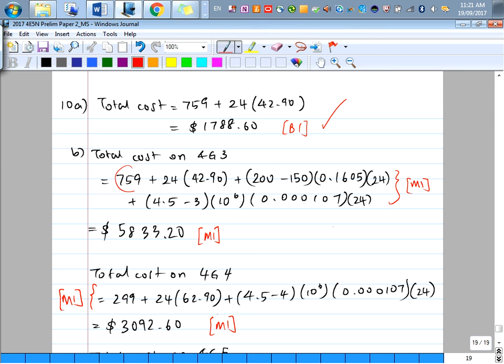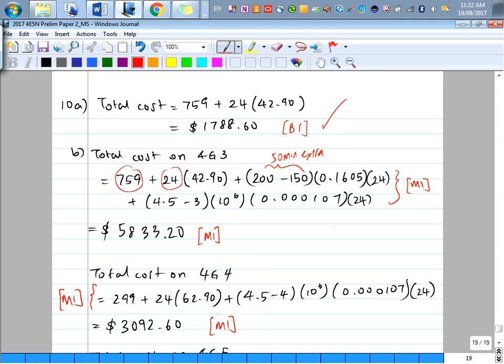4G3, we have the cost of the phone plus 24 times 42.9. This is the monthly subscription. So this is 24 months for 2 years. We are comparing the total cost over 2 years. So this is what we expect to pay. But subsequently, if you exceed, for example, your talk time, in this case, he uses 200 minutes. But on 4G3, we only give him 150 minutes. So we take 200 minus 150, we get 50 minutes extra.